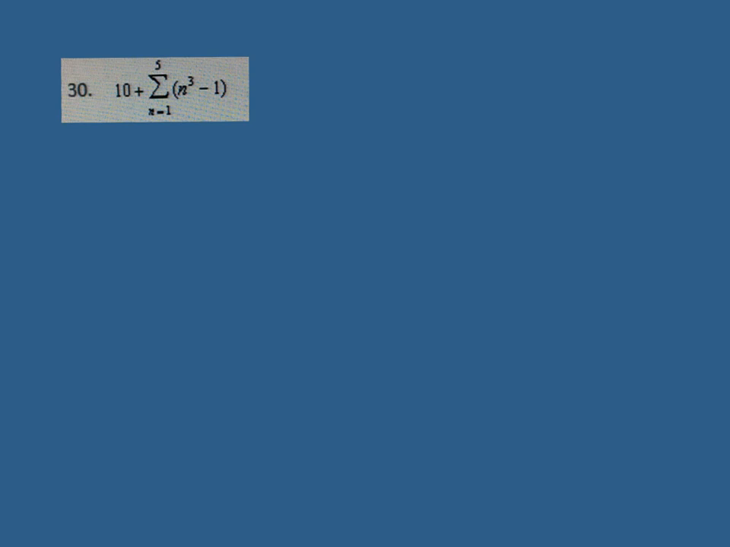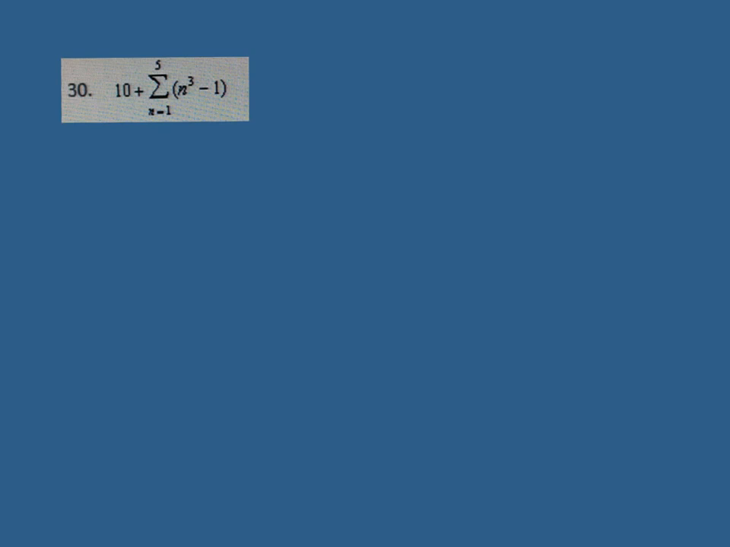Okay, so if you take a look at number 30, it's pretty much the same thing. The only difference is there's a 10 plus in front of that. So all that's saying is take the sum from n equals 1 up until 5 of n cubed minus 1 and just add that to 10. Okay, so why don't you hit pause, try it by yourself, and then hit play and see how you did.